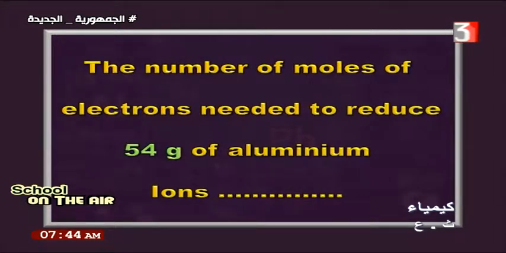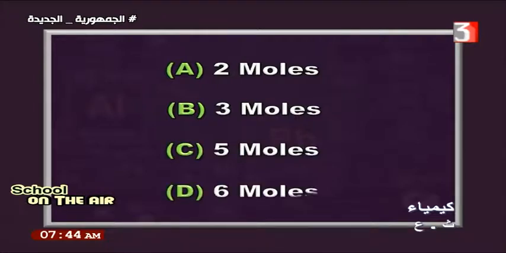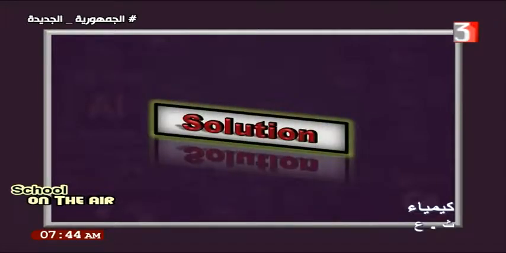Next question. The number of moles of electrons needed to reduce 54 gram of aluminium ions is what? 2 moles, 3 moles, 5 moles, or 6 moles? The answer will be 6 moles. What is the explanation of this?